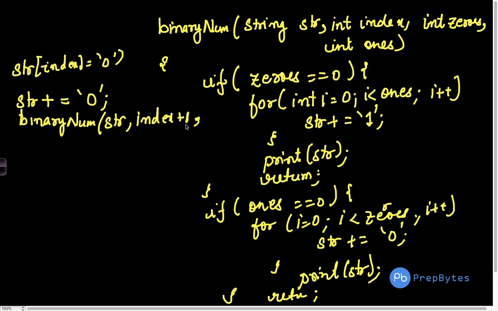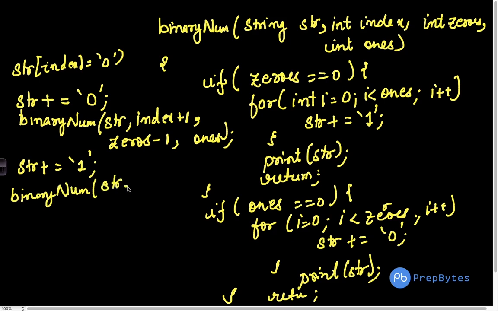Okay, we'll just increase the index, and then we'll make the number of zeros as zeros minus 1, and we'll let the ones be as it is. And here we have then str plus equal to 1, and we have BINARYNUM str, comma, index plus 1, comma, zeros, comma, ones minus 1. So that will be my code. So half of the part is here, half of the part is here.